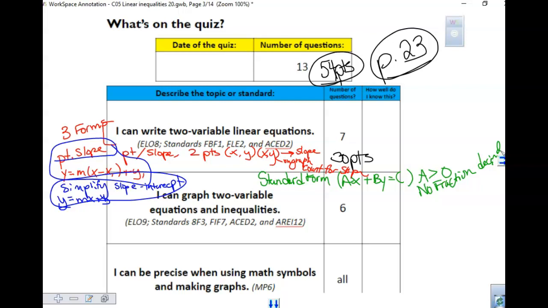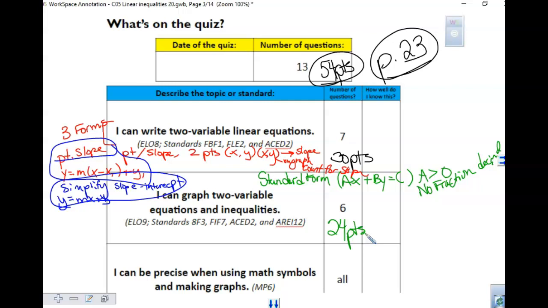I can graph two variable equations and inequalities. So this is where the other 24 points come from. As you're going to do the problems tonight in the workbook and as you're looking at them, on the third page of the quiz, I just give you equations and graphs. I give you an equation and ask you to graph it. So I'm just going to be giving you different things and say, graph this, graph this.